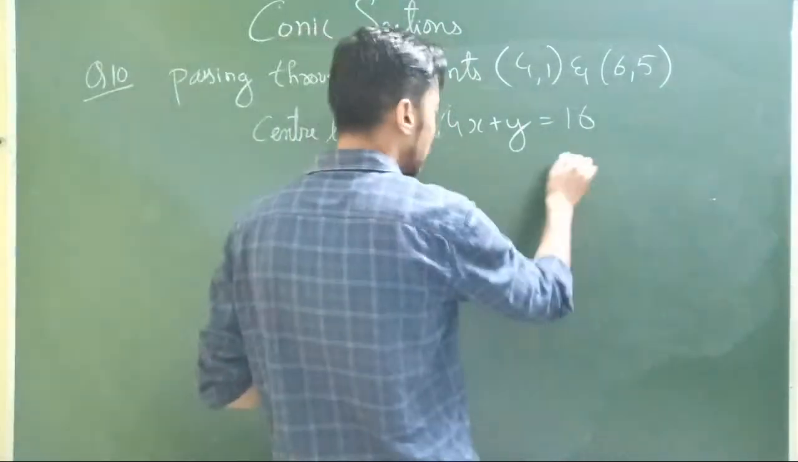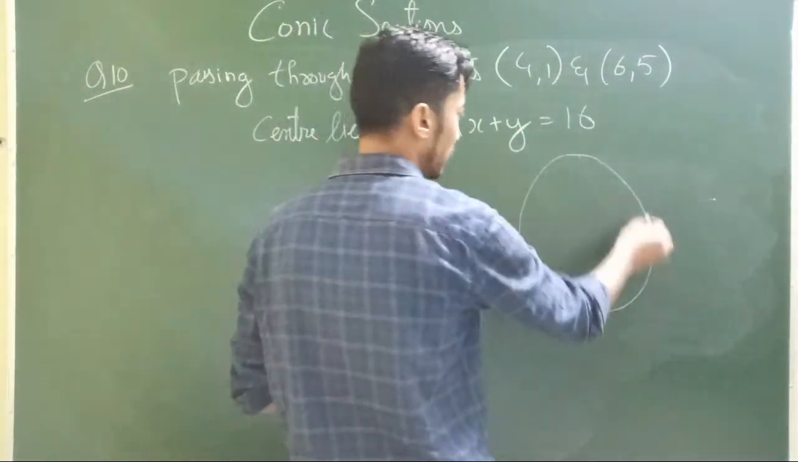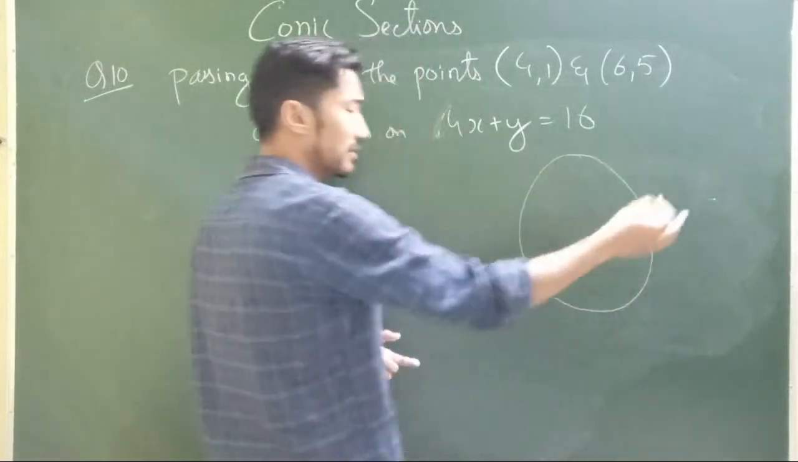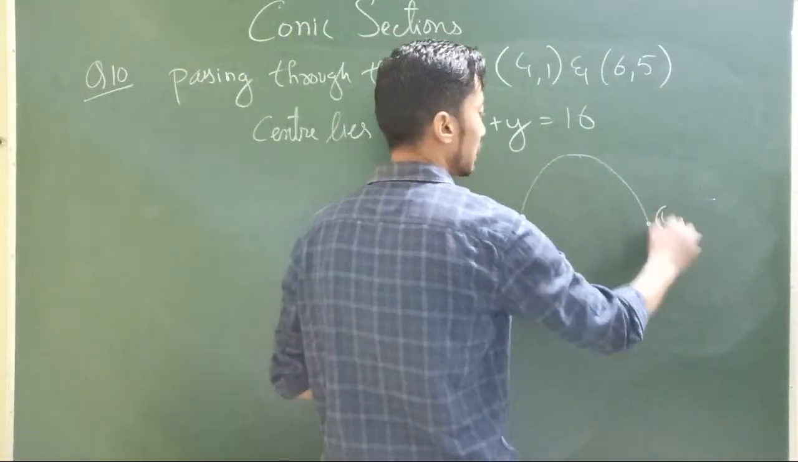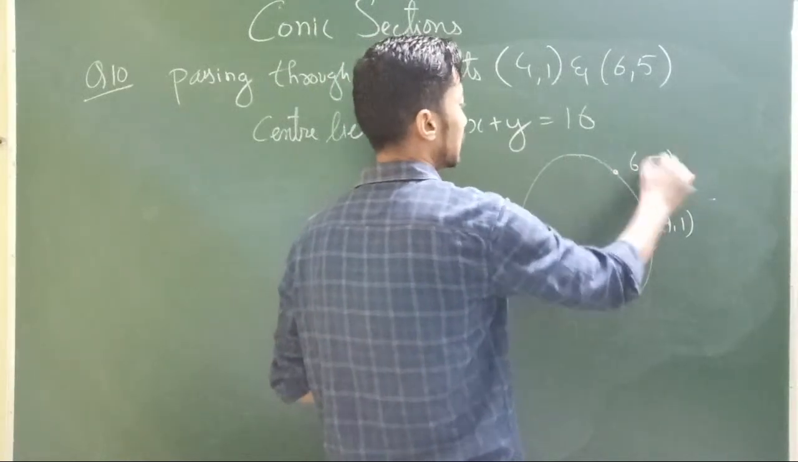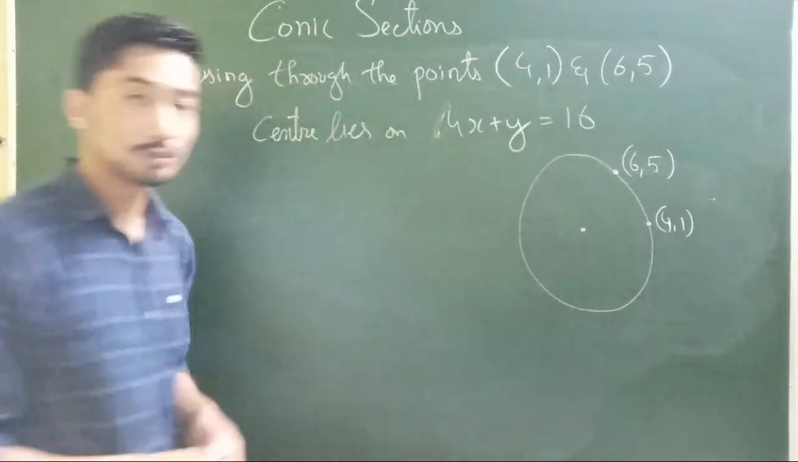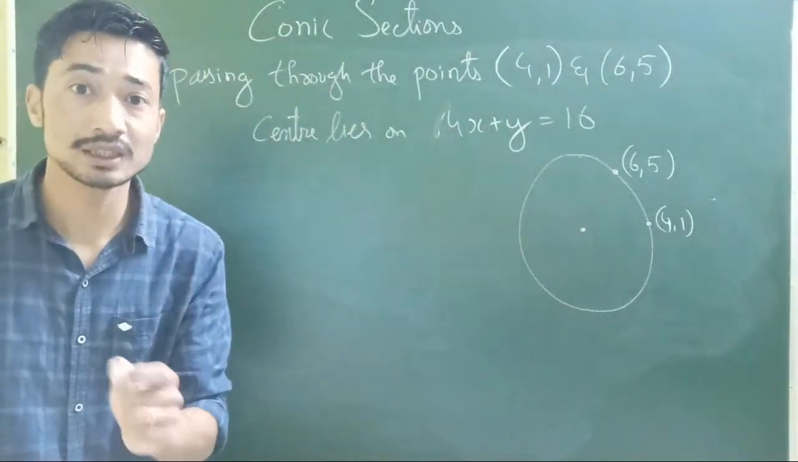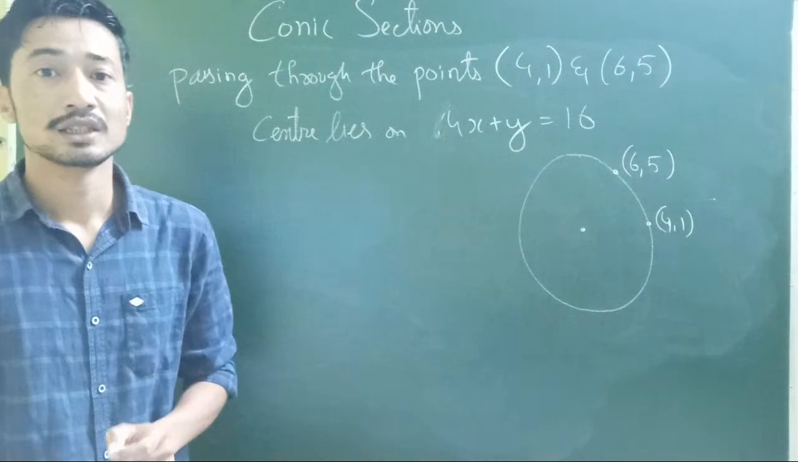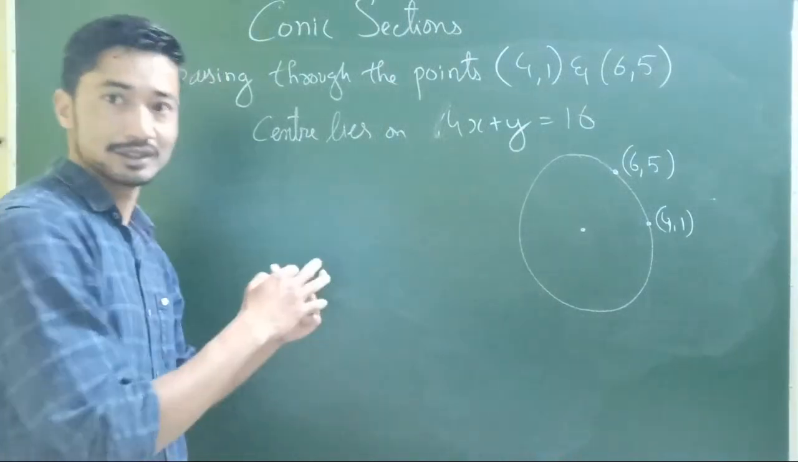So that means the circle that we have should be passing through 2 points. Any 2 points, just roughly, randomly I'm just writing. Maybe the circle is passing through 4, 1 and maybe another point 6, 5. So the required circle that we have is passing through 2 points. Let's get back to the study part.